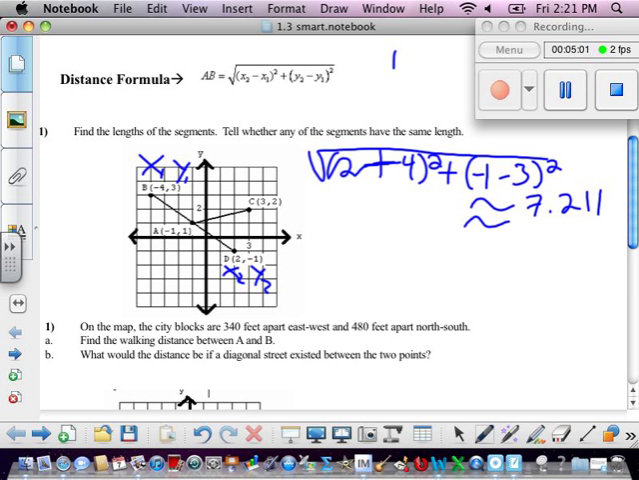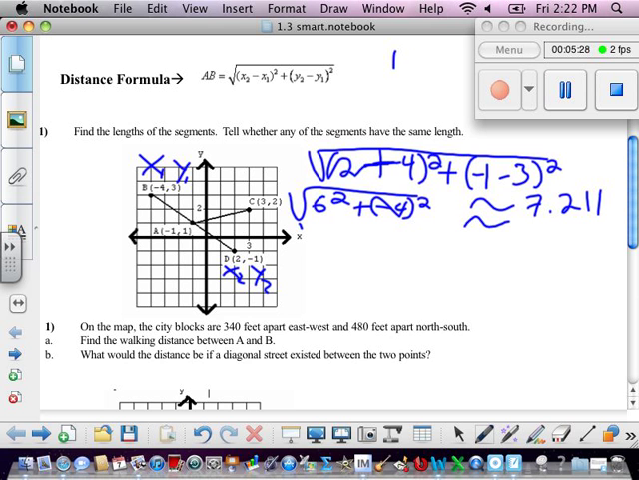Now I'm going to show you how to do this if you hate this calculator or don't want to use it. 2 plus 4 is what? 6. Did I do that right? Yeah. 2 plus 4 is 6, squared, plus negative 1 minus 3 is negative 4, squared. Sorry, it does that sometimes when it's recording. It makes that little slash line that's not supposed to be there.